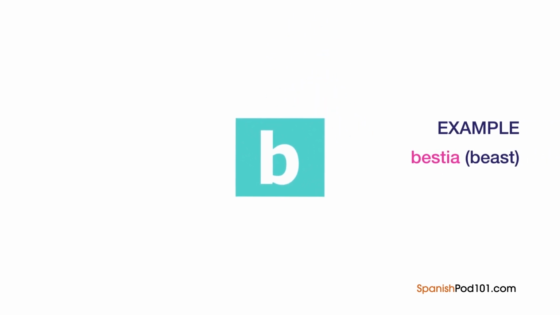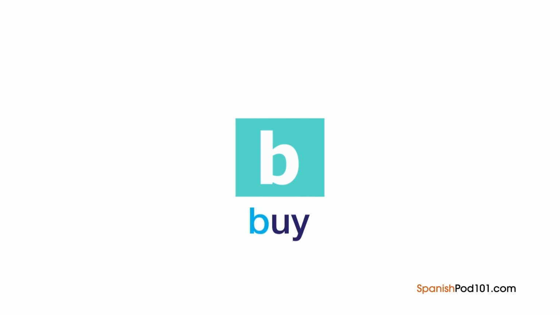Then let's get started. The first consonant is B: bestia. Like the B in the word buy. B, b.